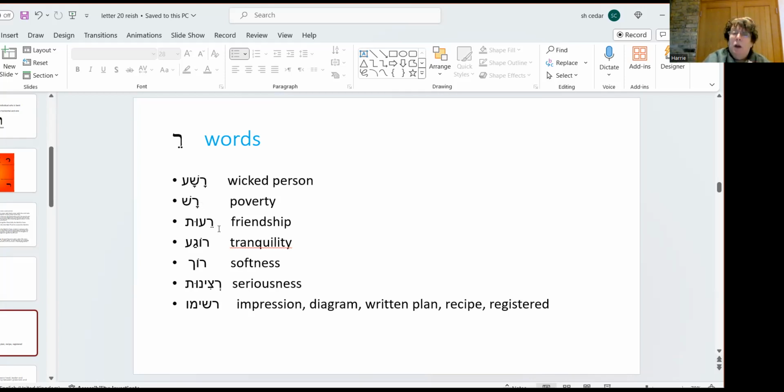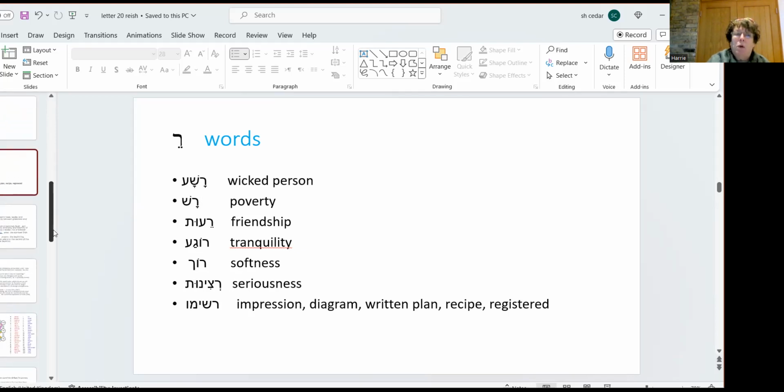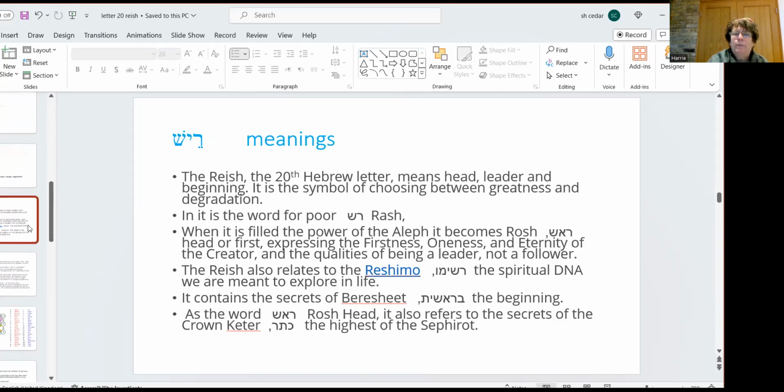But also a re'ut is friendship. It's quite a common name in Israel, Reut, meaning friendly, and rogah, tranquility, rokh, softness, ritzinut, meaning seriousness, and reshima, a plan, an impression, an idea, which I'm going to come to in a second. But the ones most people think of are Rash and Rasha when you think of Resh words, the bad ones, not the good ones.